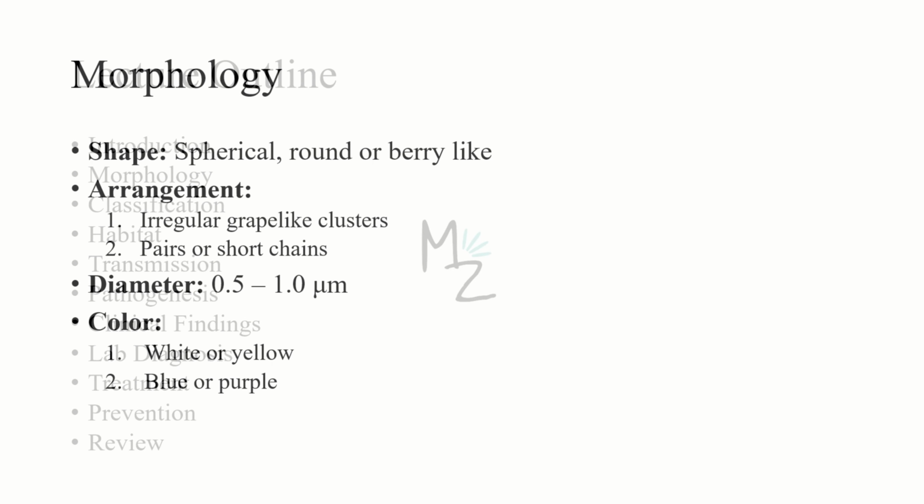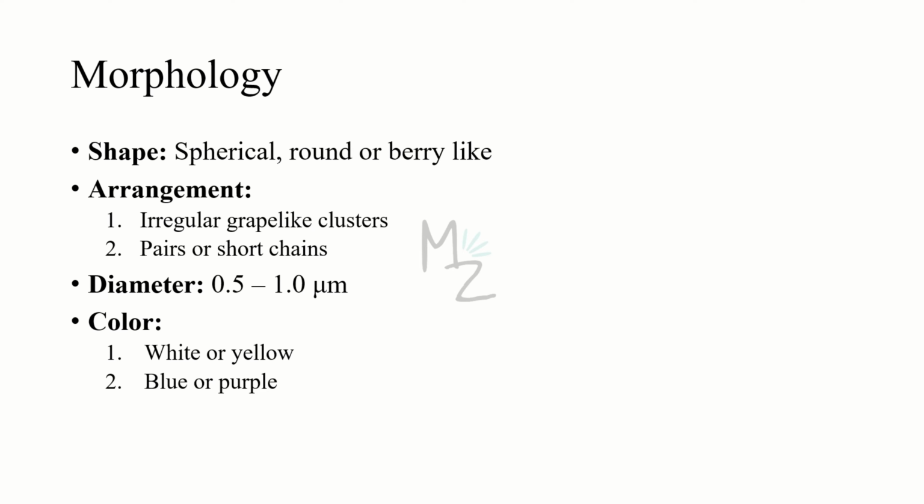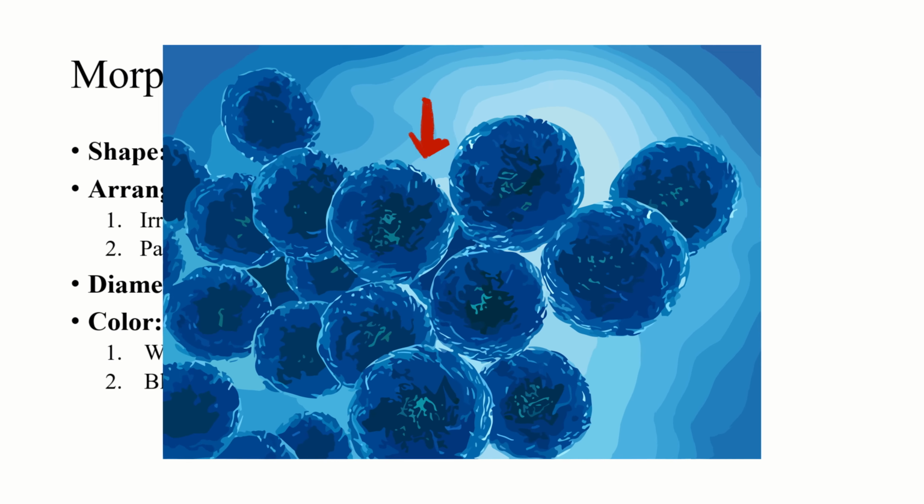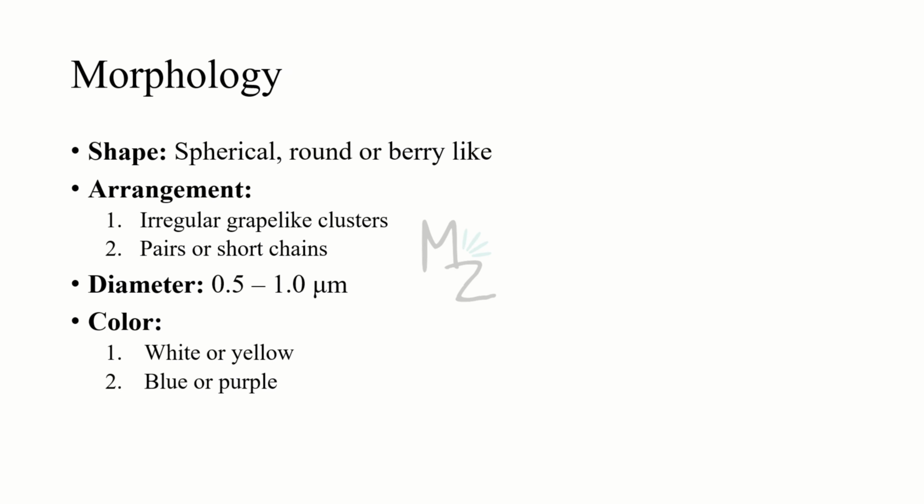Morphology. First, we'll talk about its shape. It is spherical, round, or berry-like in shape, as you can see, just like that. It is arranged in irregular grape-like clusters, and it might be in pairs or short chains. We're going to have a look at that. Its diameter varies from 0.5 to 1 micrometer, and it varies in color from white or yellow to blue or purple. It depends on the species of that bacteria.